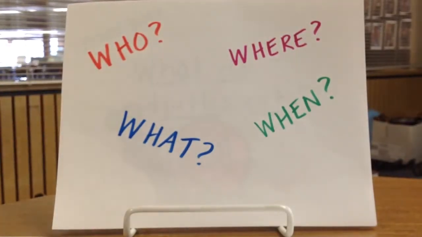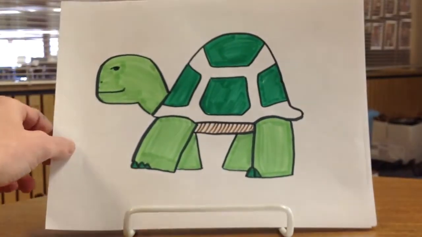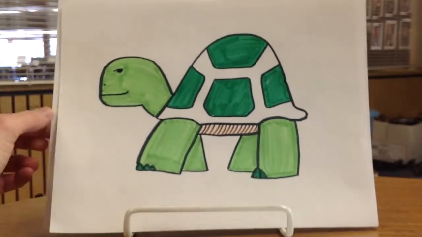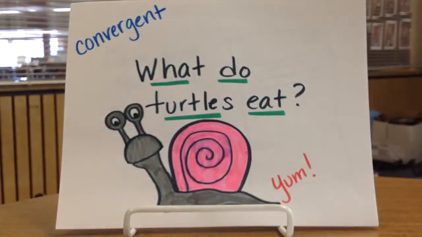So let's go back to our turtle example. A convergent question about our turtle would be, what do turtles eat? We could quickly look up information and find that they have a plant-heavy diet, but also will consume insects, snails, and fish. We found the answer in about a minute and can check off that question.